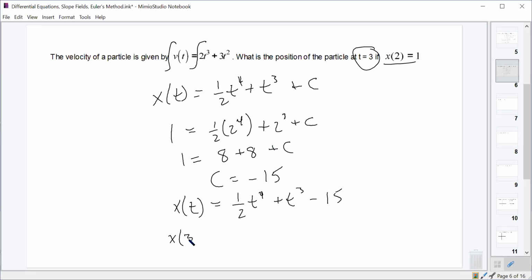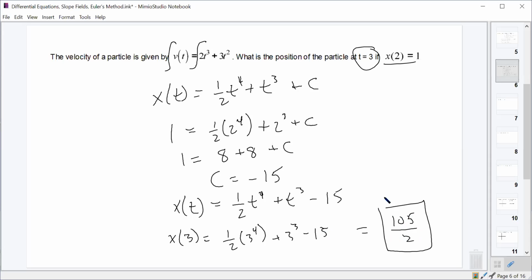So we can find x of 3 by just plugging in 3. And what does that come out to be? 81/2 plus 27 minus 15. So 81/2 plus 12, which is what, 105 halves? Good or no? Yes. Cool.